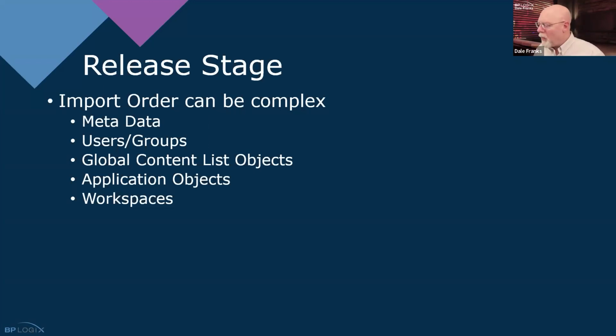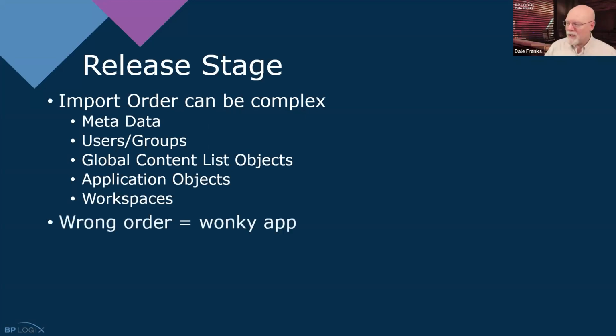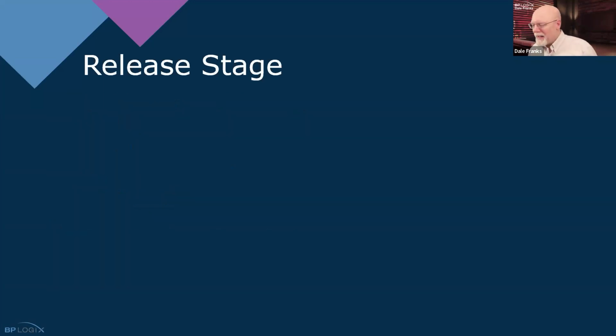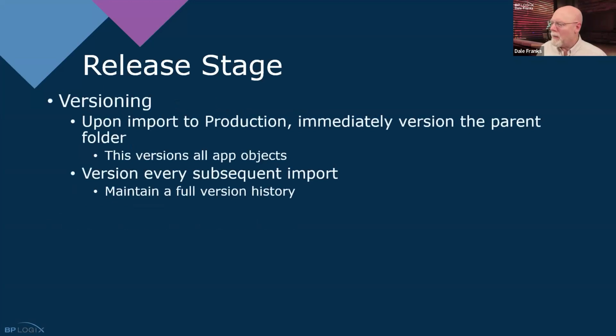So the import order that you use to bring objects into Process Director is important. Metadata first, users group second, global content list objects third, then the application fourth, and then any workspaces that are associated with the application. Bring it in the wrong order and things will not work as expected. That's just part and parcel of having a hierarchical system of data. Means you have to import it in a hierarchical manner.